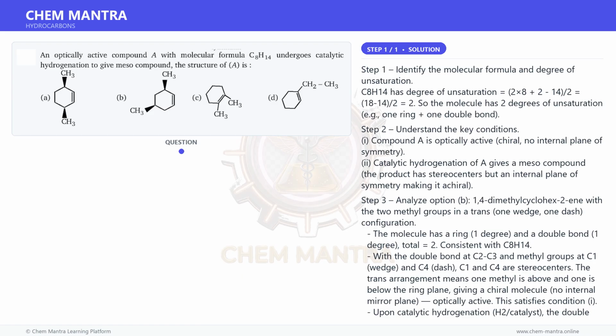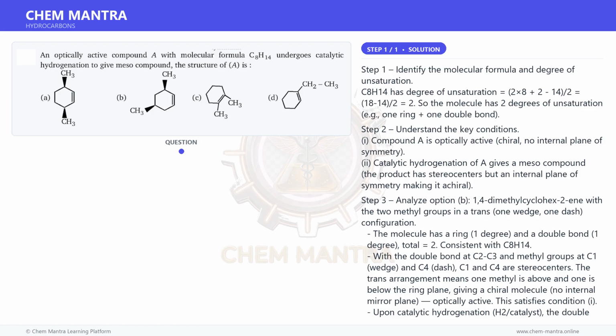Step 4. Why other options fail? A. 1,4-dimethylcyclohex-2-ene with both methyls on wedge, cis. This is a meso compound itself, has an internal plane of symmetry, so it is not optically active. Fails condition 1. C. The structure shown has a gem-dimethyl group, 2 methyls on the same carbon, with a ring double bond. This would not produce a meso compound upon hydrogenation. No new stereocenters are created in a useful way for meso.